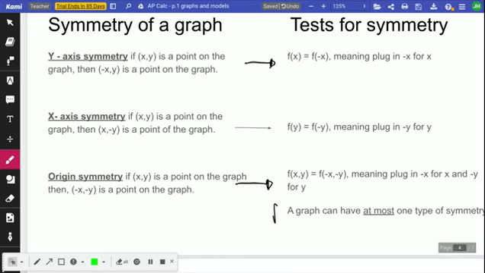One thing to remember is a graph at most has one type of symmetry. It doesn't have to have any symmetry. It cannot have both, though. I can't have something that's origin symmetry and axis symmetry. It's going to be one or the other. Okay, so essentially those symmetries are acting as mirrors. Origin symmetry means it's about the origin (0, 0).